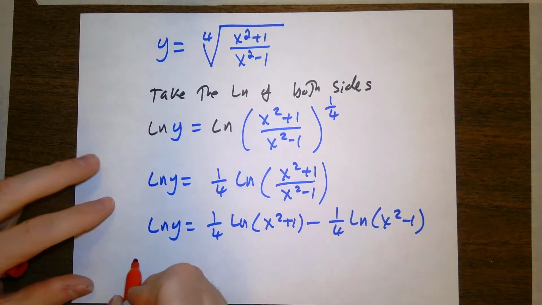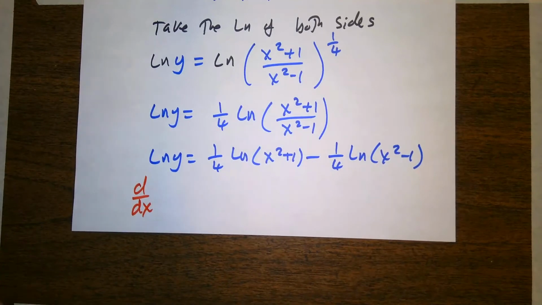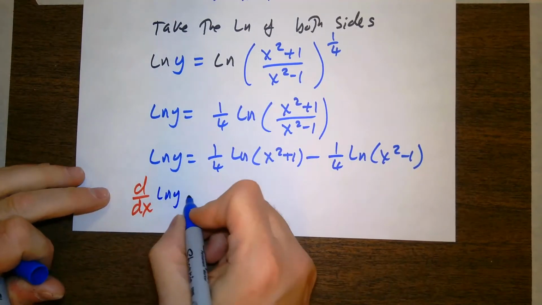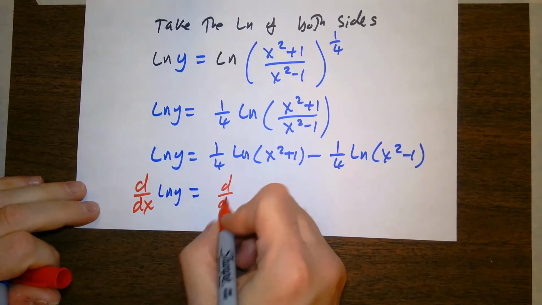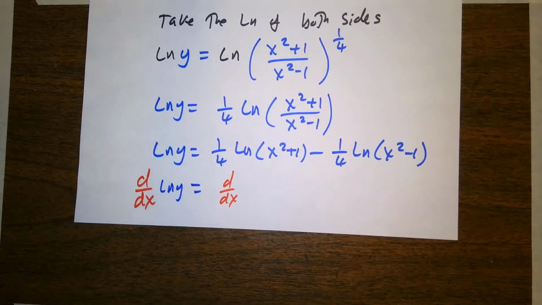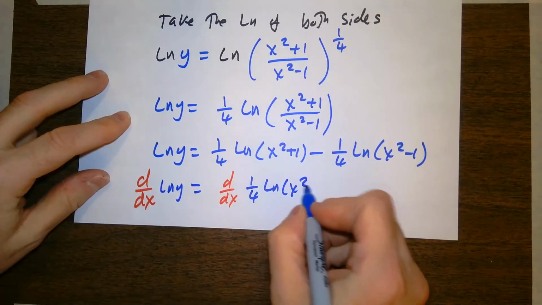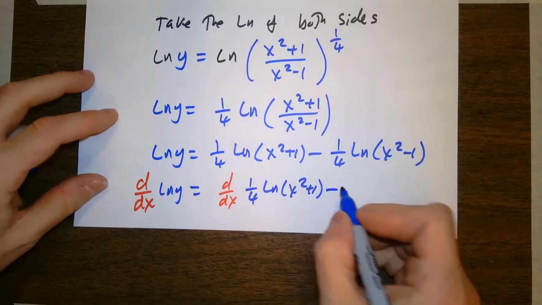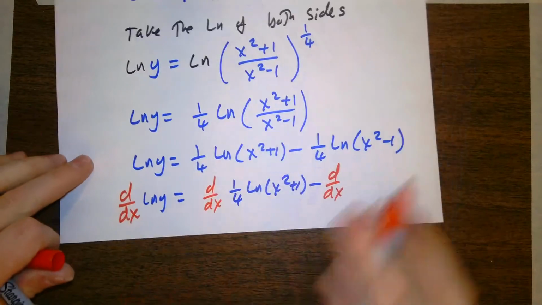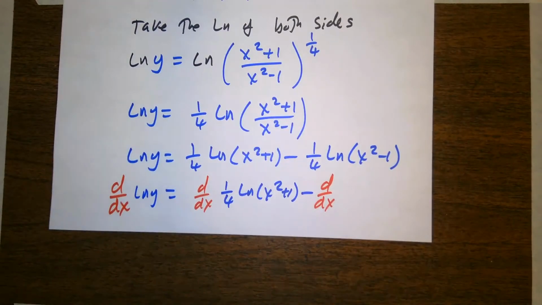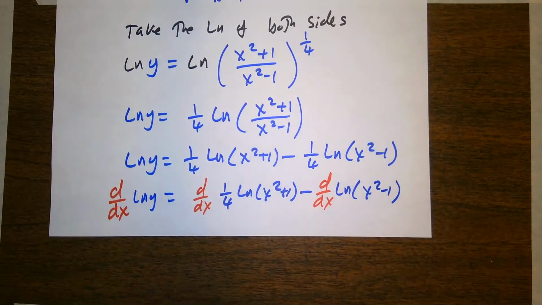So I'm going to take the derivative of the natural log of y equals the derivative of 1/4 times the natural log of x squared plus 1 minus the derivative of, oops, sorry, moving the paper all over the place here, the natural log of x squared minus 1. So I'm taking the derivative now.